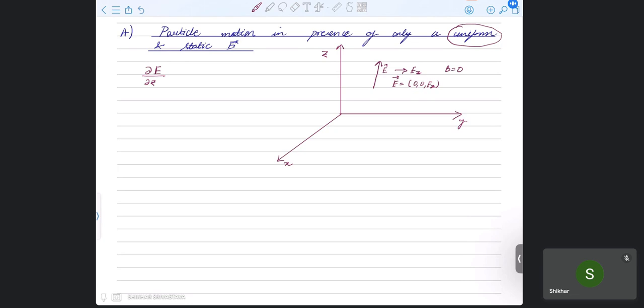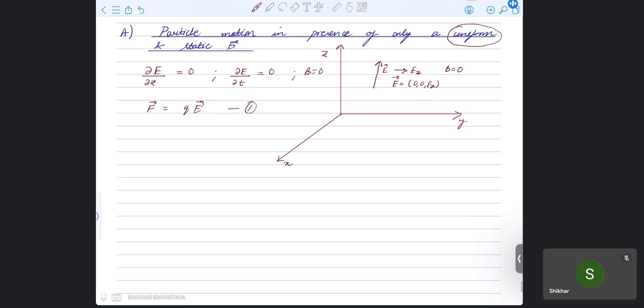That means del E by del z is 0, and also static in time. That is not changing with time. It's uniform in space and it's static in time. So both of the derivatives will go to 0. B is already 0. So what would be the equation of motion? We know that the force due to the presence of an electric field is given by charge times electric field. Well known formula. Okay, so this is equation 1.